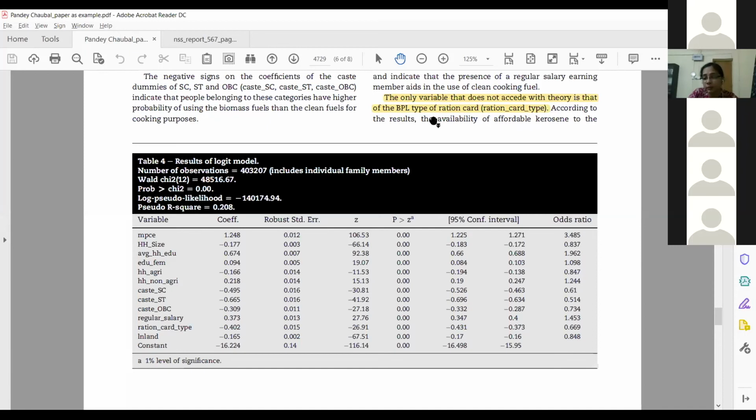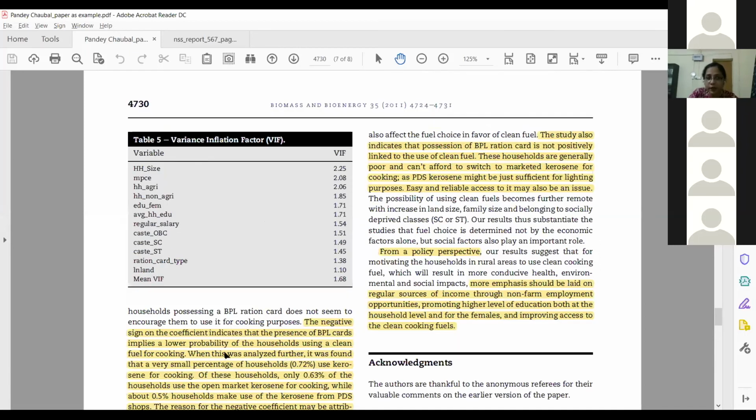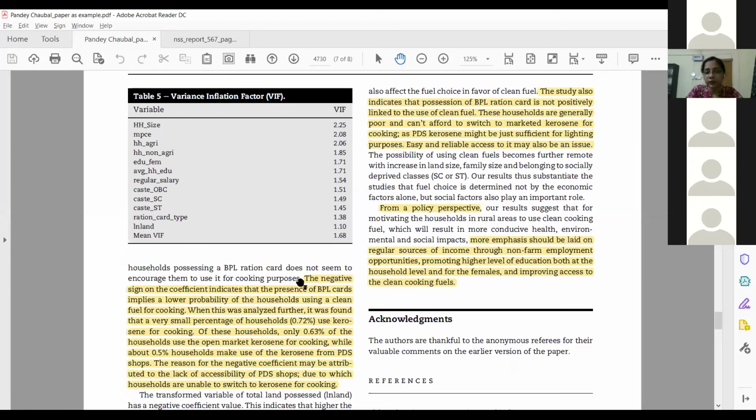Now, the availability of affordable kerosene was the probable reason, okay? Again, probable reason because it's not tested as to whether that is the reason. We've not gone to the ground to figure out why that is the case. So it indicates the presence of the cards implies a lower probability of the households using a clean fuel. Why had we expected a positive sign here? Because the below poverty line households are also given fuel, right? Because at lower rates, etc.